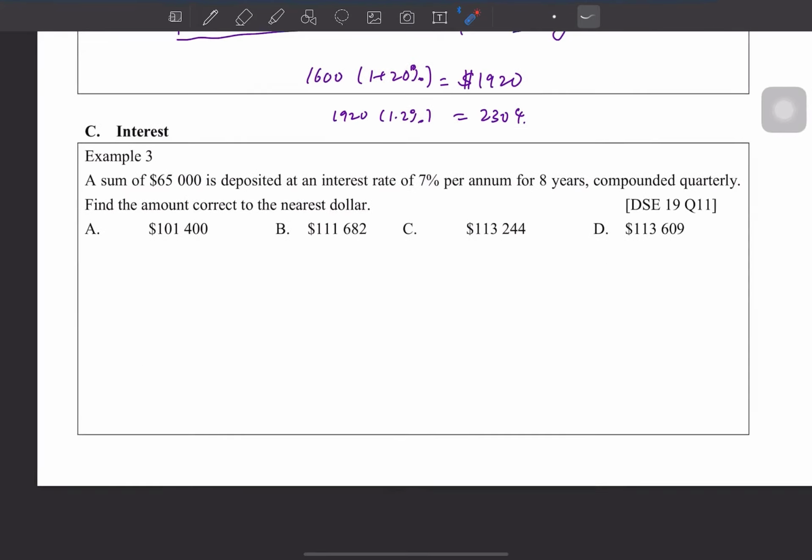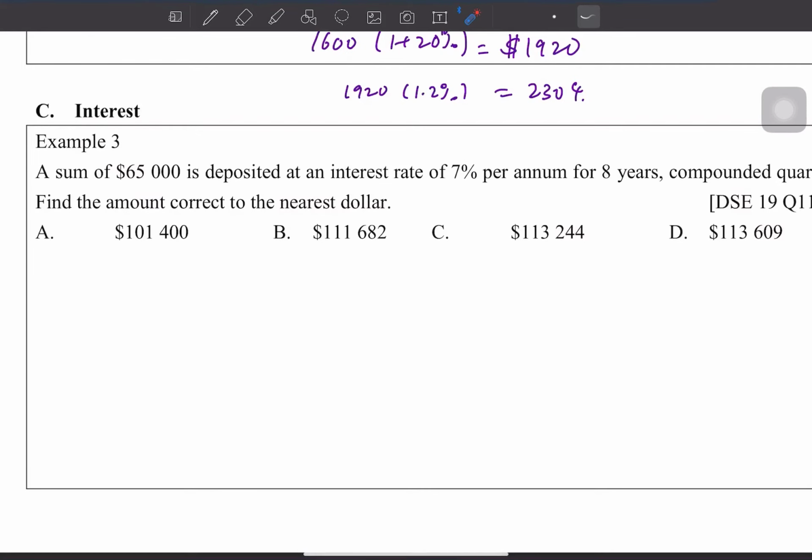The last question related to percentage is interest. We have 2 kinds of interest. One is called simple interest. How to find the simple interest? It is equal to the deposit times the interest rate times the time. Then you can find the simple interest. Remember, when you multiply these 3 terms, you get the interest. If you want to find the amount, you need to add the deposit, and then you can find the amount.